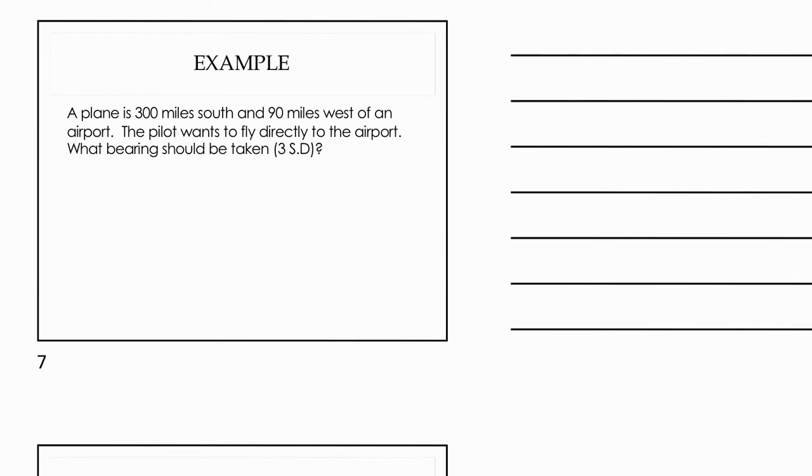For this example, it says a plane is 300 miles south and 90 miles west of an airport. Hold on, I've got to think that through. There's an airport. Pictures are going to save you. Now there's a plane. It's south 300 miles and west 90 miles. Here's where the plane is. There's an airport and there's a plane. The pilot wants to fly directly to the airport. So what bearing should he take?